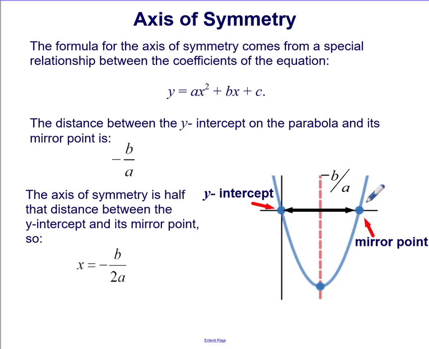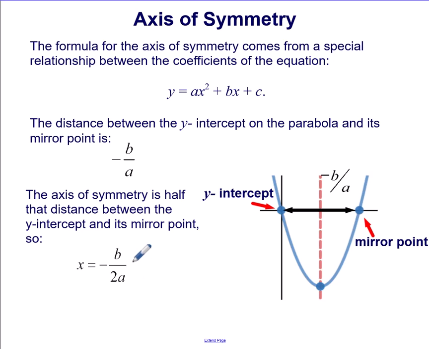Remember, mirror points have the same y coordinate, and they're equally distant from the axis of symmetry. So if this is the axis of symmetry, the distance from here to the mirror point is the same as the distance to the y-intercept. Also, the axis of symmetry is half the distance between the y-intercept and its mirror point. So we can determine the axis of symmetry by taking the distance, negative b over a, and dividing it in half. So notice this is negative b over 2a.